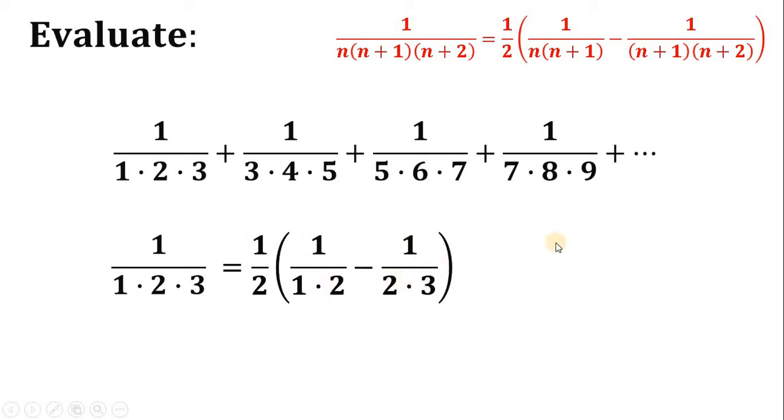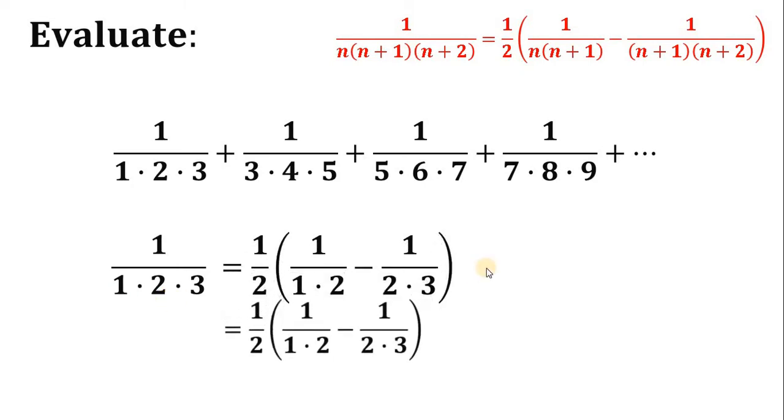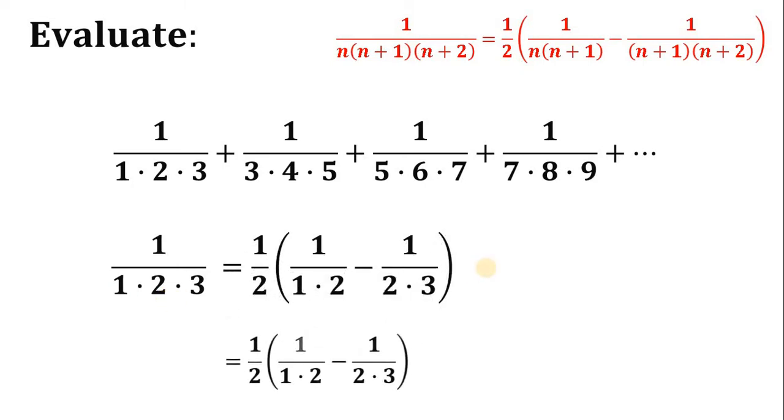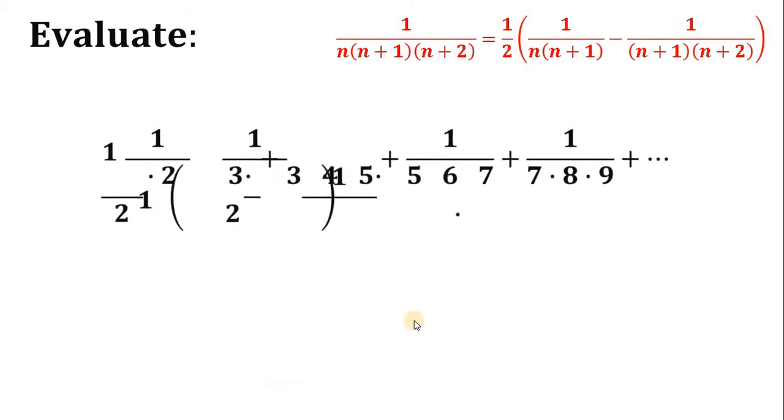Now, before we use this identity, let's verify first that the right-hand side is equivalent to just 1 over 1 times 2 times 3. So let's watch this. Now, clearly, we can see that this is just the same thing as 1 over 1 times 2 times 3. So, we can replace this 1 over 1 times 2 times 3 as follows. 1/2 times 1 over 1 times 2 minus 1 over 2 times 3.